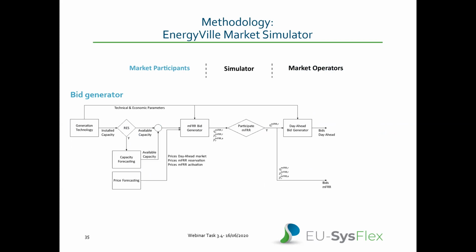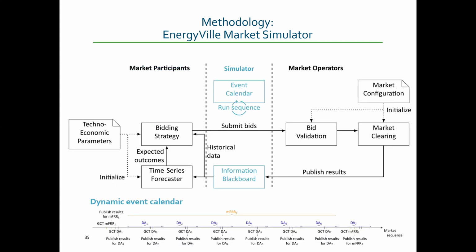The market participant block contains the bid generator, and this implements the bidding strategies of the market participants. In the figure below, you can see the structure of the bid generator for the MFRR and the day-ahead market. And then finally, the middle block, that is the actual simulator. This one is in control of the flow of information and also the execution of the dynamic event calendar, of which you can see an example below. Here, we have the structure for the calendar for weekly MFRR auction together with the daily day-ahead auction.